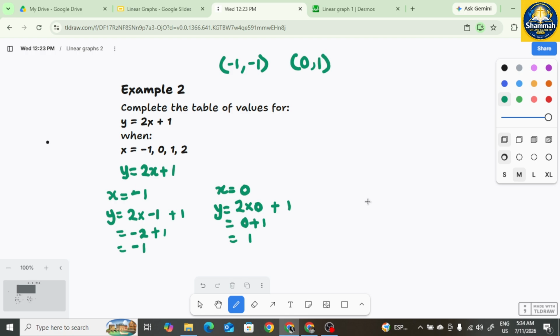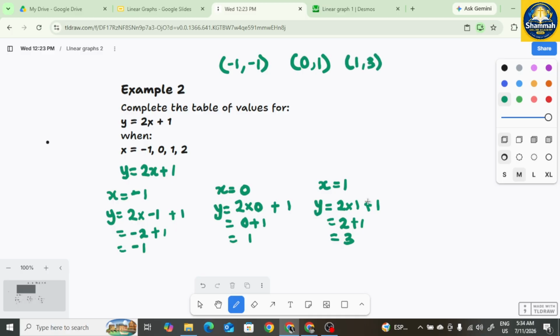Now, when x is equal to 1, we need to substitute 1 for x in the equation. So y will equal 2 times 1 plus 1. 2 times 1 is what? 2. Plus 1 will give us what? 3. So our next ordered pair is 1 and 3.